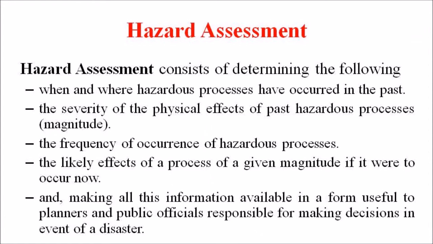When we come to the hazard assessment, it consists of determining the following factors. First, when and where the hazardous process has occurred in the past. Second, the severity of the physical factor of past hazardous processes. Thirdly, the frequency of occurrence of hazardous process. Fourth, the likely effects of a process of a given magnitude if it were to occur now.